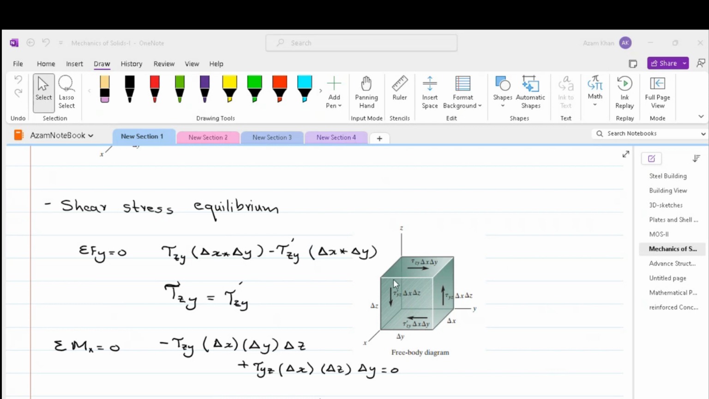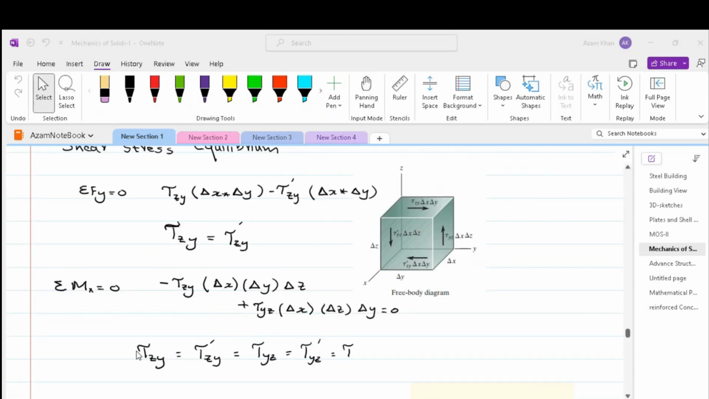Similarly, tau yz multiplied by delta x delta z into delta y must be equal to 0. These both cancel out, and in the end we get tau zy, tau dash zy, tau yz, tau dash yz all equal to tau. So we can say that all four shear stresses must have equal magnitude and be directed either toward or away from each other at opposite edges of the element, as shown in this volume element. This is sometimes called the complementary property of shear. An element in this case is subjected to pure shear.